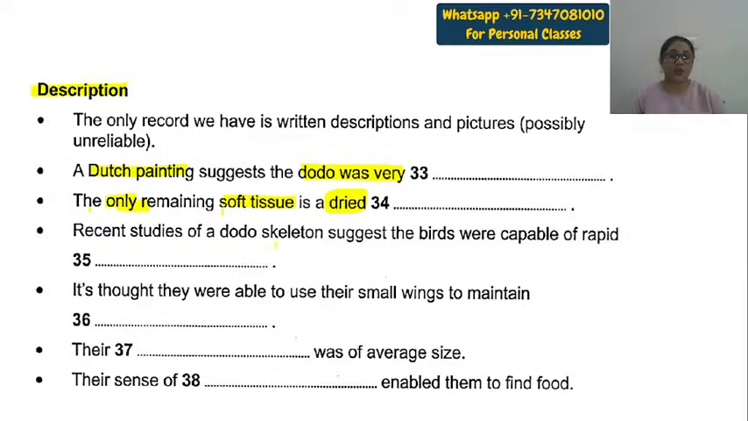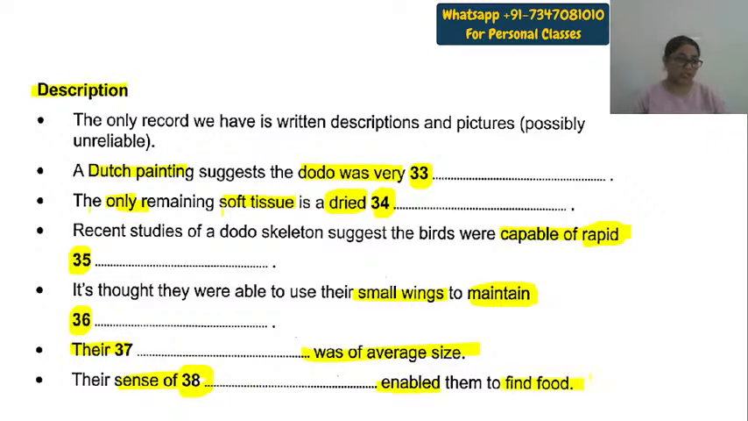The recent studies of a dodo skeleton suggest the birds were capable of rapid dash. What were they capable of? Rapid means fast. What is it that is fast in them? It's thought they were able to use their small wings to maintain dash. It is believed that their small wings are used to maintain what? So you need to listen for that. What are they using the wings to maintain? Their dash was of average size. Their sense of dash enabled them to find food. What sense do they have which enabled them to find food?